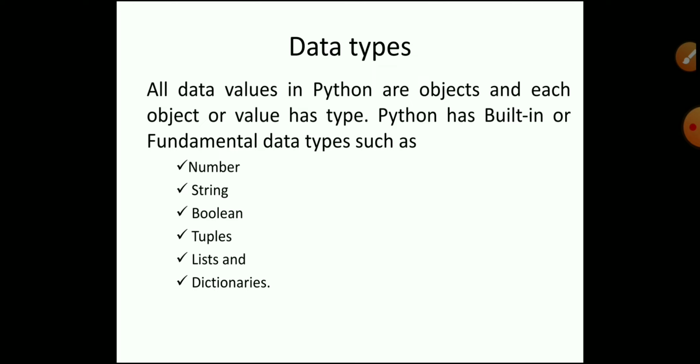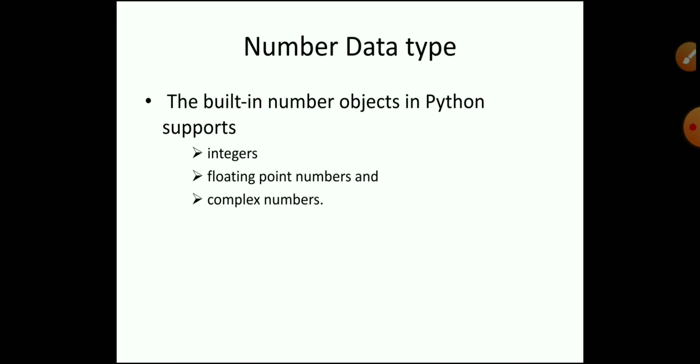Okay, what are they? Numbers, string, boolean, tuples, list and dictionaries. These are all the default data types, built-in data types and fundamental data types in Python programming. Okay, so these values are considered important objects. What is the way to find out the types and how to include those data types in a program itself? We have to see one by one.